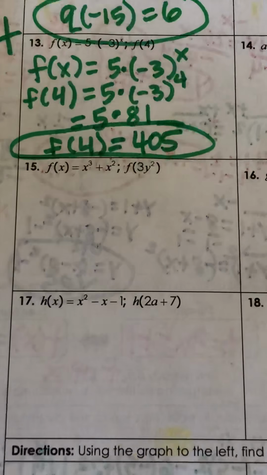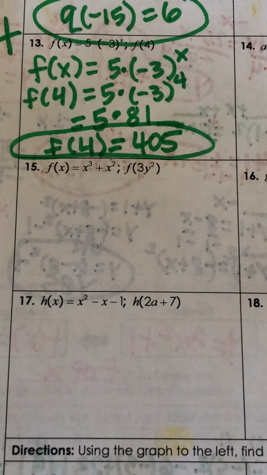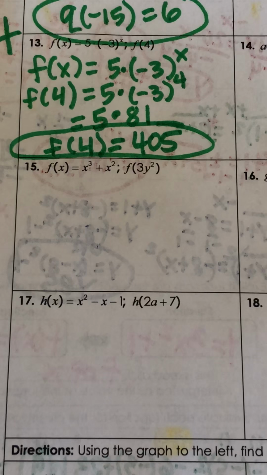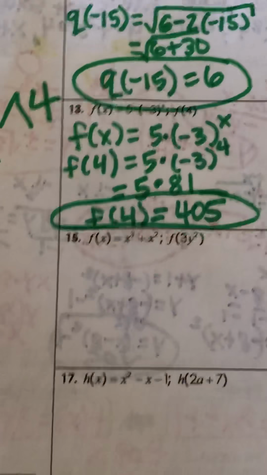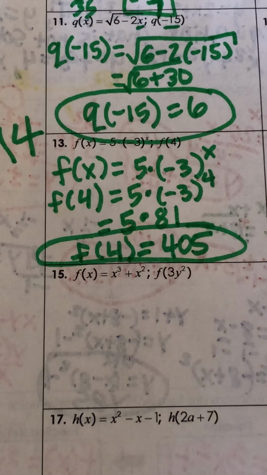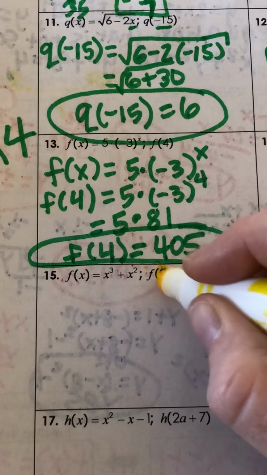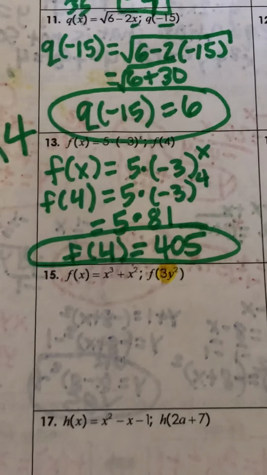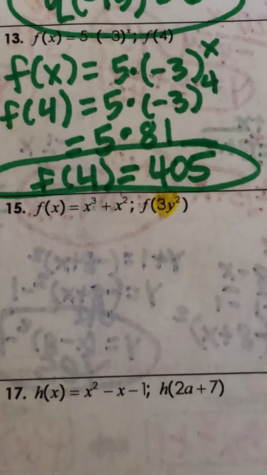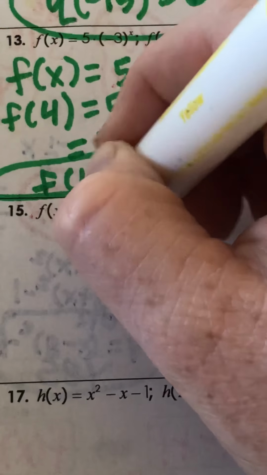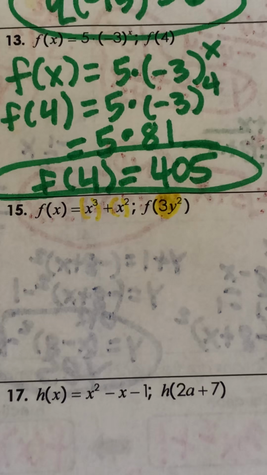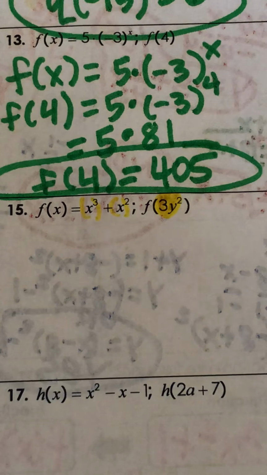Okay, let's move on below, because here the things you're plugging in are also either expressions or just monomials, so they're not just a number. So let's look at 15. Now we're asked for f of 3y squared. So instead of just a number, you're actually plugging in something with a variable, a monomial here. Same thing though, I'm still going to put parentheses around everything before I plug it in, and then we'll have to use our exponent rules to simplify.